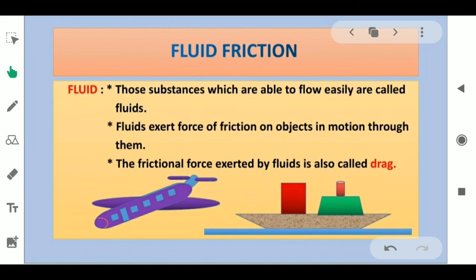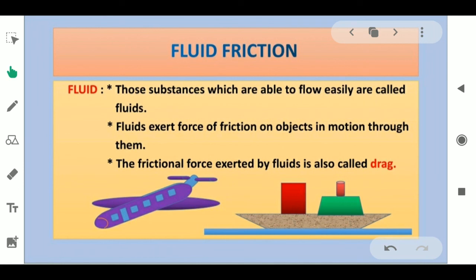Here you can see that airplanes and ships are given specialized structures to overcome fluid friction. In the case of ships or boats, the front part is especially constructed, somewhat sharp-edged, to overcome fluid friction. In the same way, in an airplane the front part is specially built to overcome air resistance, simply to overcome fluid friction. Nowadays bullet trains also use a specialized front part to reduce air resistance. In all these cases, these special structures are called streamlined shapes.